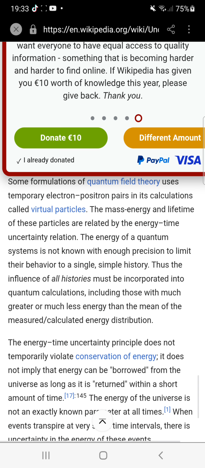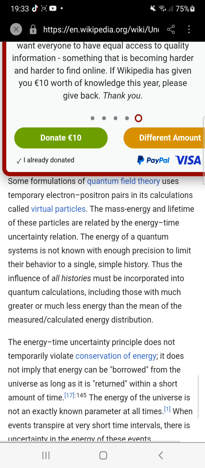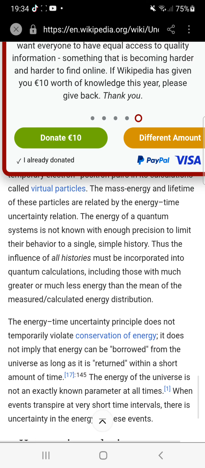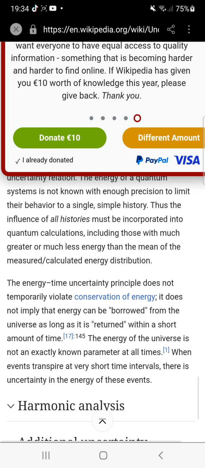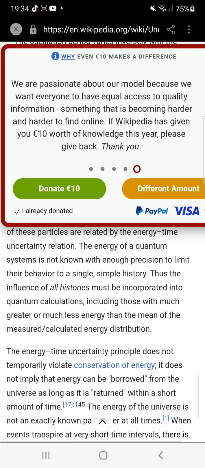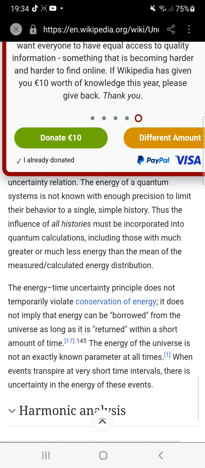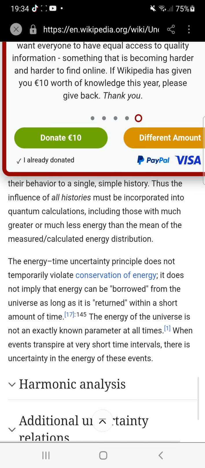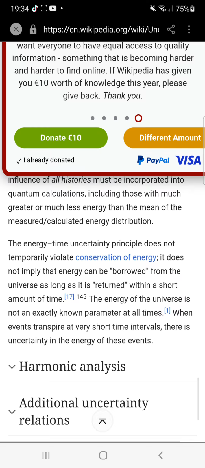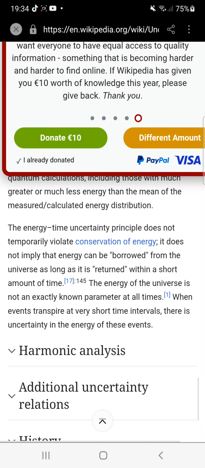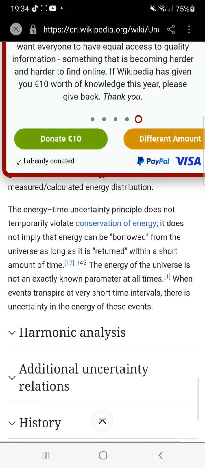Some formulations of quantum field theory use temporary electron-positron pairs in their calculations, called virtual particles. The mass, energy, and lifetime of these particles are related by the energy-time uncertainty relation. The energy of a quantum system is not known with enough precision to limit its behavior to a single simple history. Thus, the influence of all histories must be incorporated into quantum calculations, including those with much greater or much less energy than the mean of a measured or calculated energy distribution.